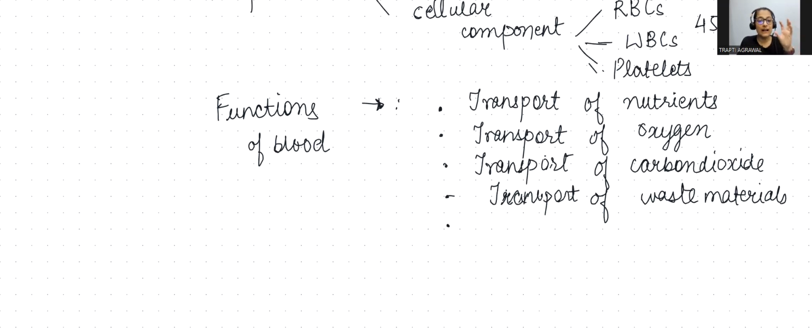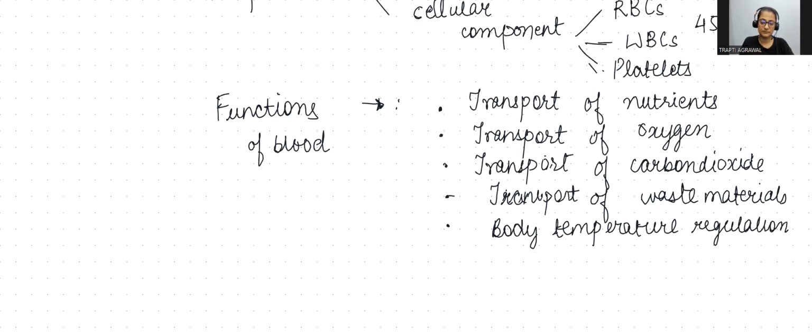The fifth function of blood is actually the body temperature regulation. Body temperature regulation has been taken up by the blood. And the last important function of blood is the transport of hormones. You know, the endocrine glands are responsible to secrete the hormones, these are the ductless glands. So these are secreting the hormones in the blood, and they need to reach the target site. That has been done by the blood.